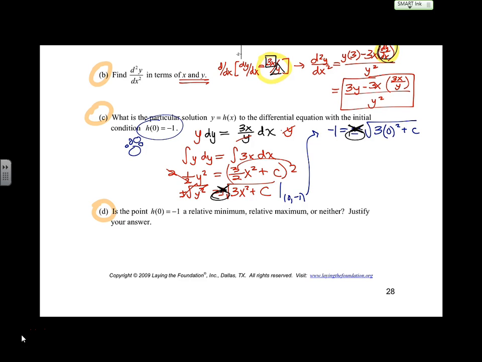Then I can go ahead and continue solving. Dividing by a negative, I have 1 is equal to the square root of c. Square both sides, c is equal to 1. At the end of the day, I have y equals negative square root of 3x squared plus 1.